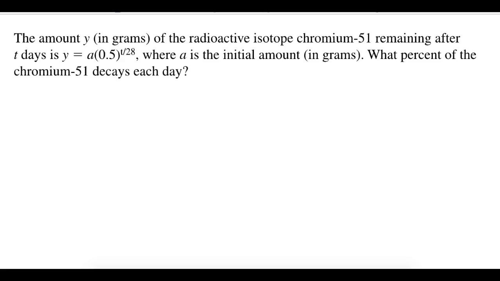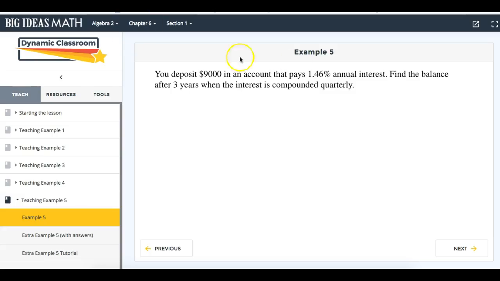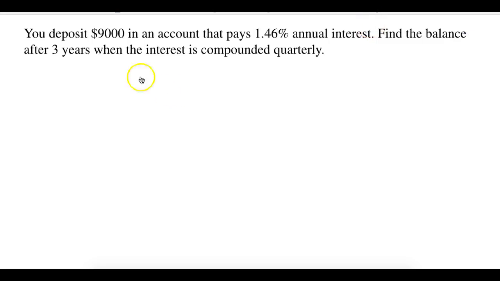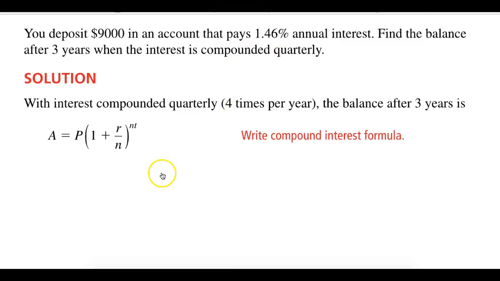So let's look at one of these problems right here. So here's our compound interest problem. So we deposit $9,000 into an account that pays 1.46% annual interest. Find the balance after 3 years when the interest is compounded quarterly. So let's look at a couple things. We want to go ahead and look at our formula first. So remember, A is the amount that's left in our account after T years goes by.